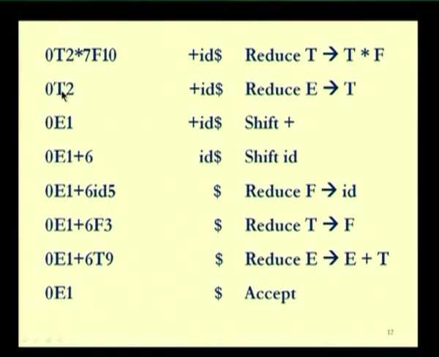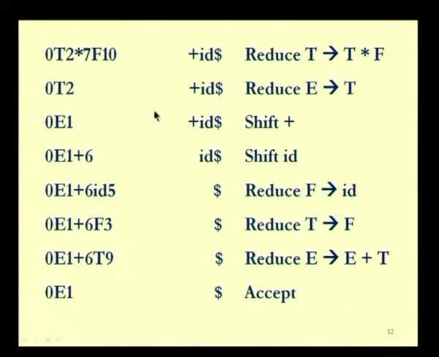So once T star F gets reduced, we will be having T here, so then it is going to be reduction by E derives T, and then we are having 0 E 1, but still we are having something else in the buffer, so continue the shifting or reducing, and if you are continuing like this, finally we will be having 0 E 1 with a dollar in the buffer. So we are consulting 1 comma dollar in the table, and 1 comma dollar says accept.